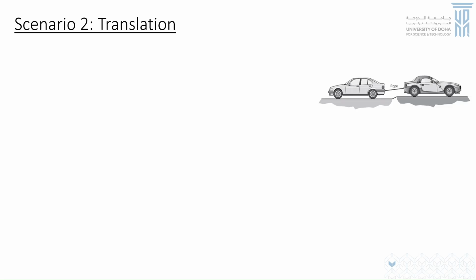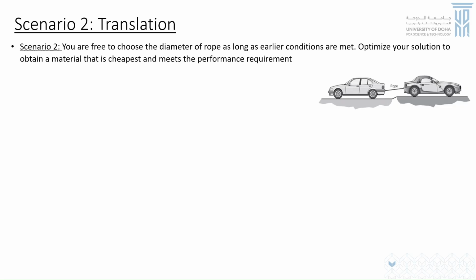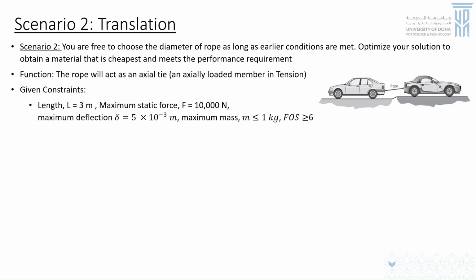Now, just like the previous case, we'll start with the translation, and in the translation phase, again, the function obviously has not changed, so it's still the same function that you are basically designing an axial tie, an axially loaded member in tension. And like I said, the main difference is that you're free to choose the diameter of the rope, and you are doing it to optimize your solution in terms of making it cheapest while meeting the other constraints that we have already imposed. And these other constraints I have reiterated here for you.